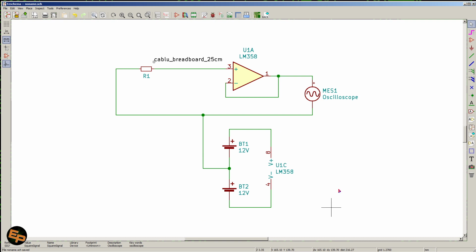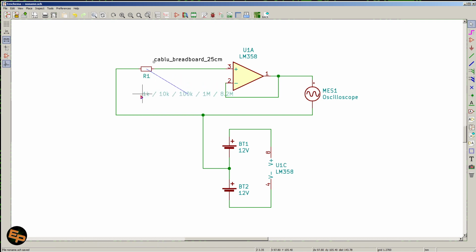I'm powering it from plus minus 12 volts. Okay, so I have both positive and negative voltages to go so that whatever I have on the input is not a problem. And I am connecting the positive input, the non-inverting input, through a resistor to the ground, basically. Okay, and on the output I'm placing an oscilloscope to basically see the signal that I get.